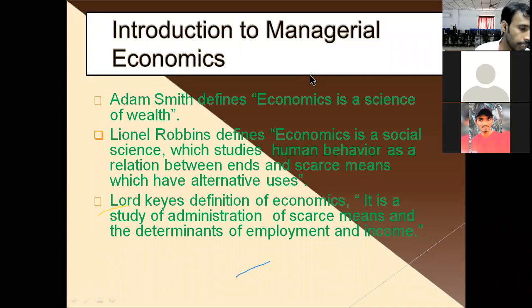As this is an introduction session, I'm just giving a brief introduction about economics only. Next class, I'll teach you what managerial economics is. Meanwhile, let me know whether there are any doubts.